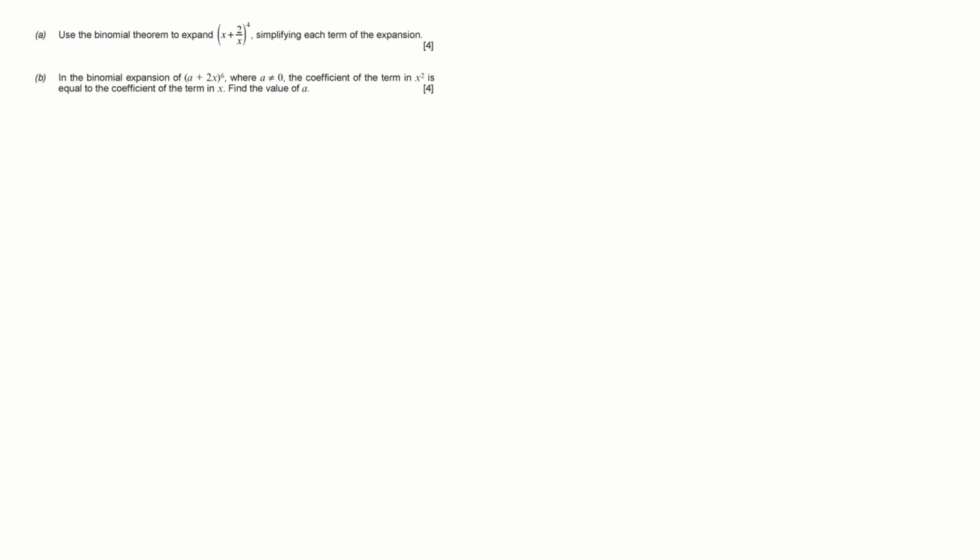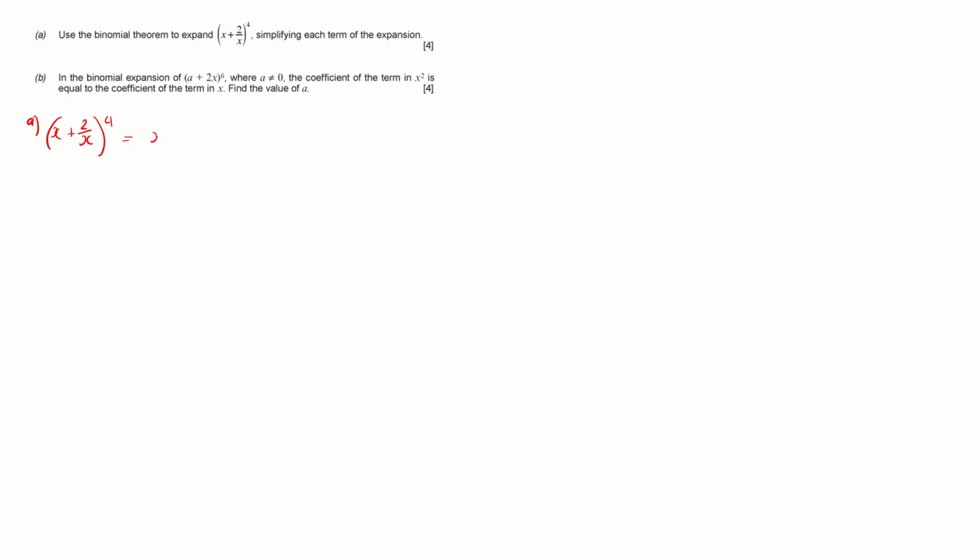Right, penultimate question, a trickier binomial one, the one that involves some worse brackets to begin with. Same formula as always. So part A, use the binomial theorem to expand x plus 2 over x, simplifying each term of the expansion. So x plus 2 over x to the power of 4. It wants the whole thing expanded because it doesn't mention anything about limiting anything in the question.